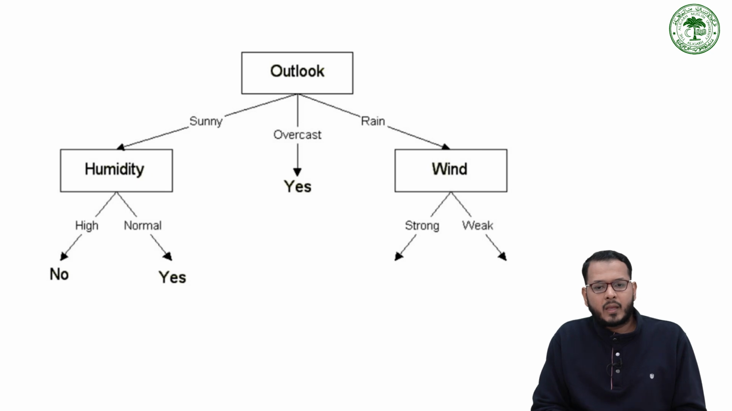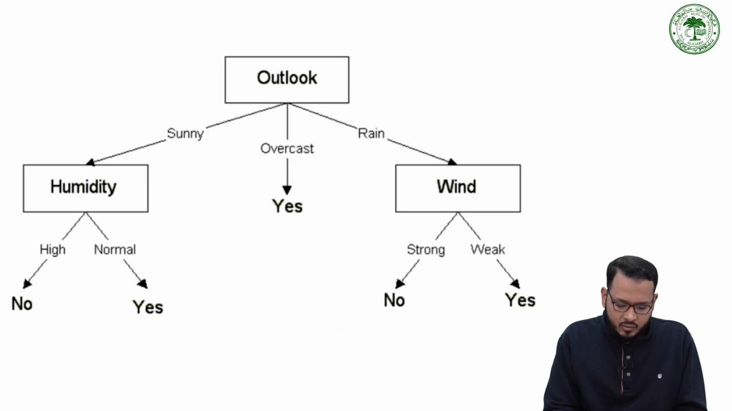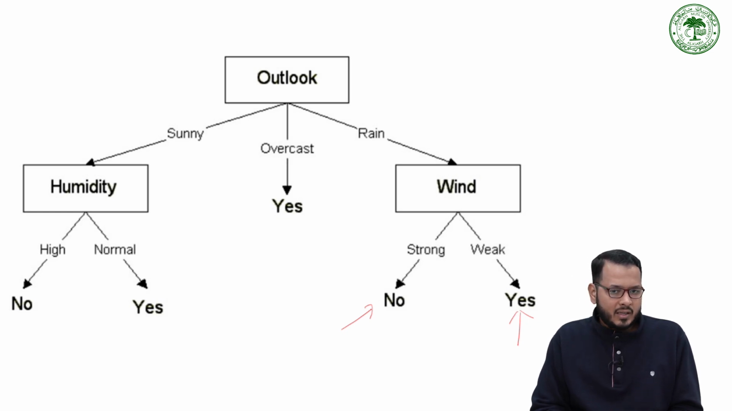Therefore, the further attribute is wind, and if wind is strong, the answer is no. When it is weak, the answer is yes. So in this way, using the entropy measure, we can calculate the decision tree. Remember, at each point, we have to calculate the entropy and consider the attribute which gives us the minimum value.